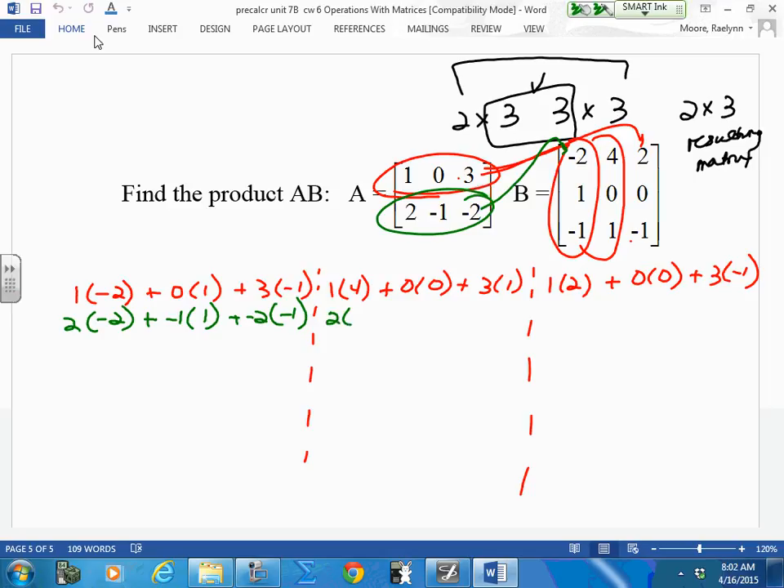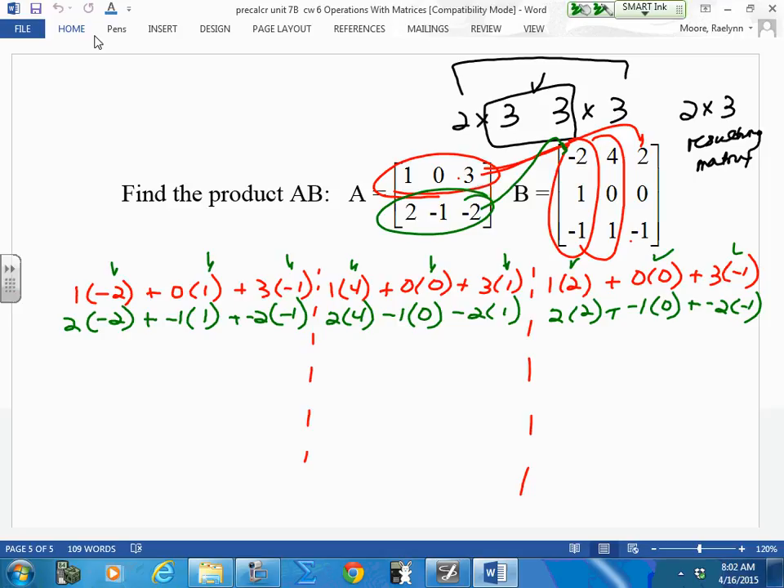I'm going to take this row again. 2 times 4. Negative 1 times 0. Negative 2 times 1. See, I'm following my pattern. I know those have to be the same, right? So it gets so much easier once you establish that pattern. Last column. 2 times 2. I'm just taking this guy. Plus negative 1 times 0. Plus negative 2 times negative 1.